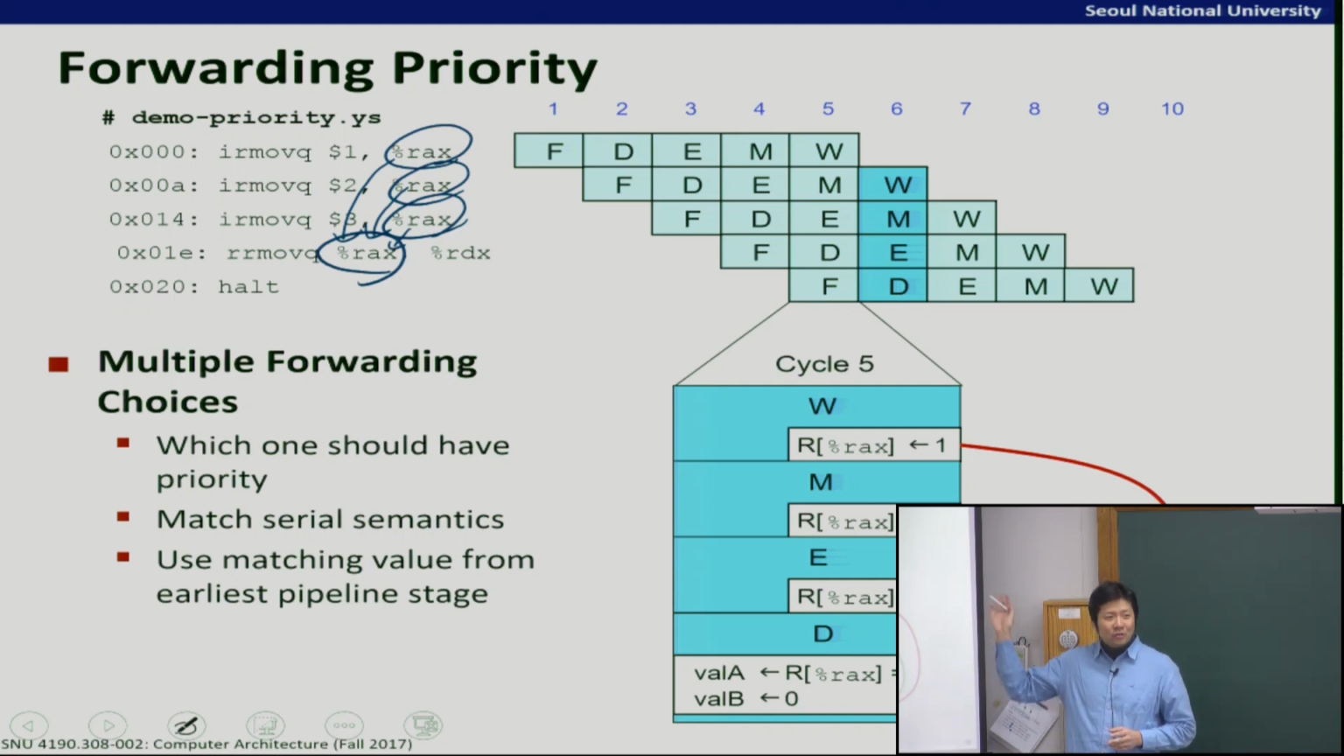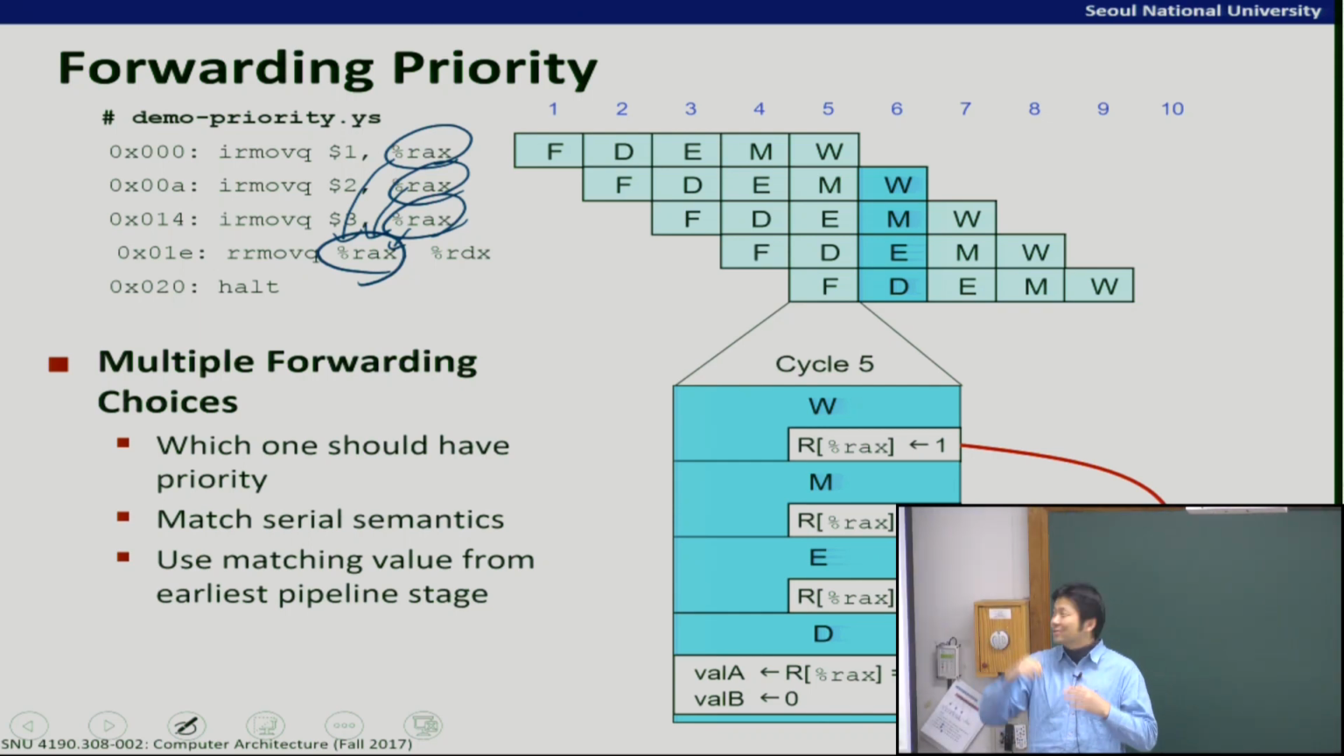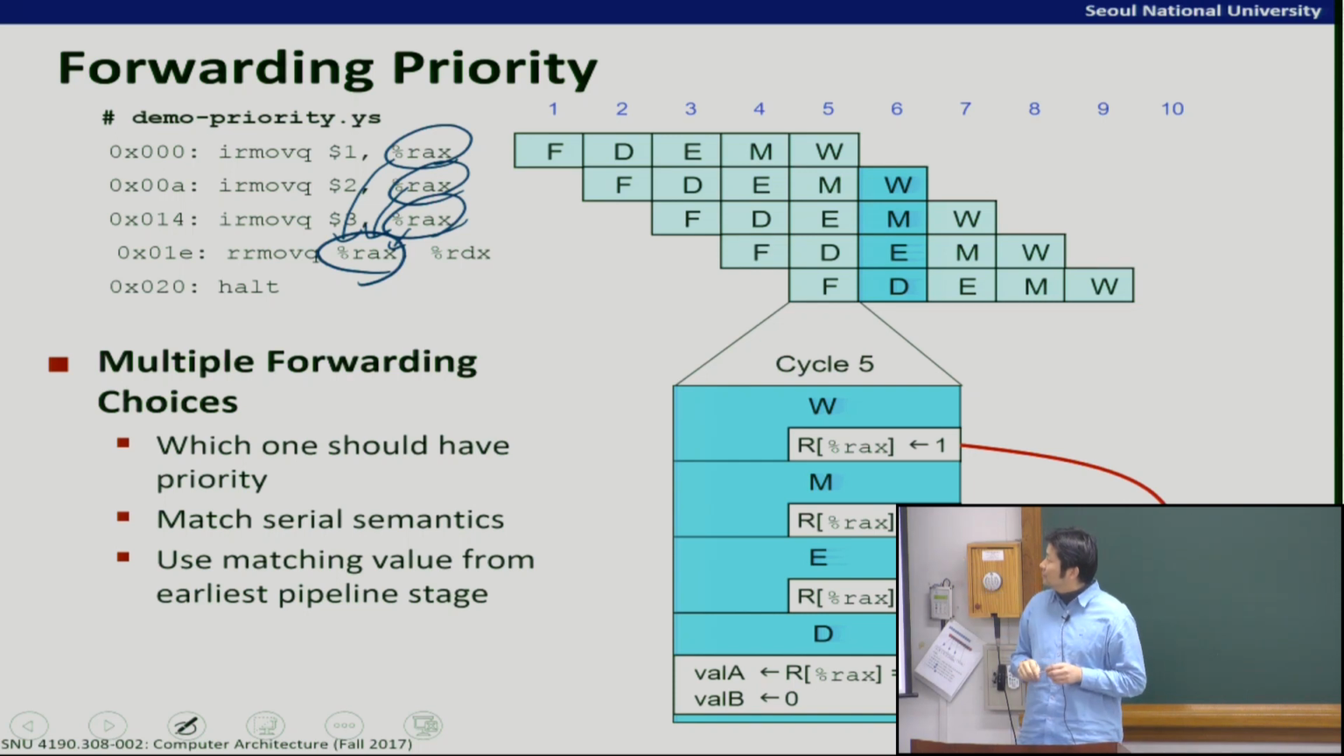So among 1, 2, 3, the value we need to get here is 3. Why? Because it's the last update, he is the last writer. I mean, the third move instruction is the last writer to the register, right? And the later instruction always has to read the value of the last writer, right? So this value 3 needs to be forwarded.